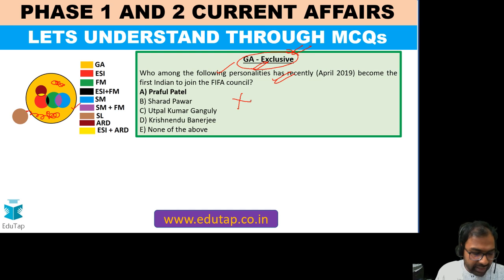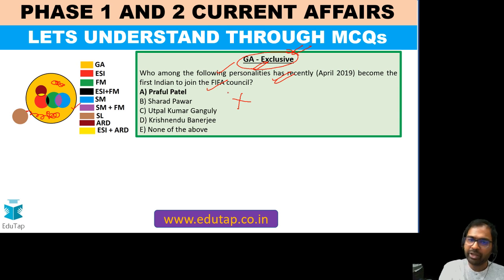Are you very clear that this cannot be asked in phase 2 because it is related to, yes, right, sports. Fine, it can never be asked in phase 2 because there is no sports topic in the phase 2 syllabus, or rather I should say the ESI syllabus, finance and management syllabus, ARD syllabus, security market and law syllabus. I should not use the term phase 2 because in different examinations ESI is present in phase 1 as well.